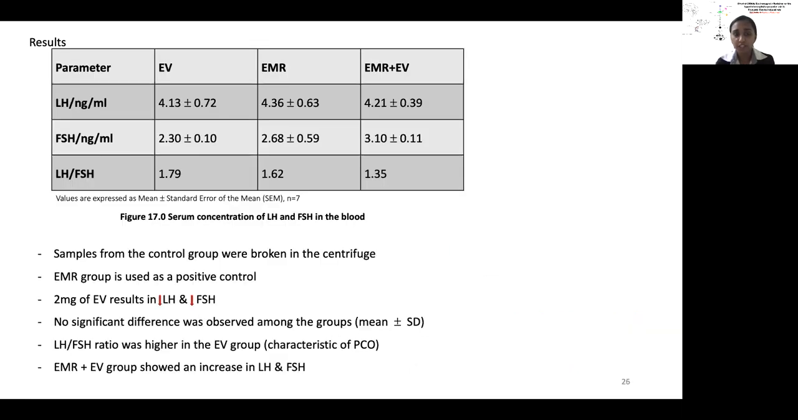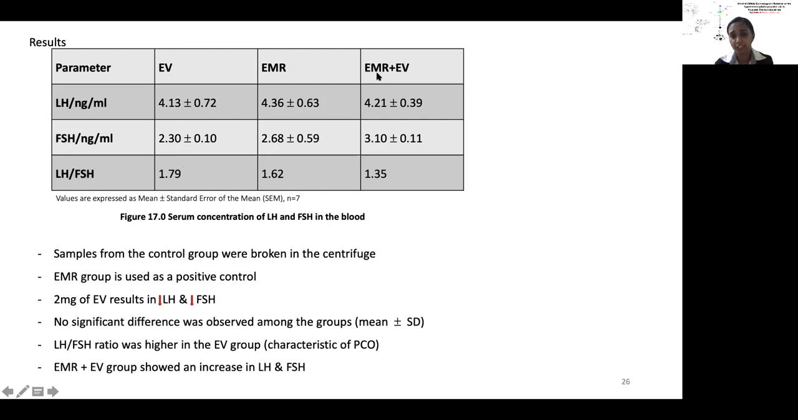Now, the results for the blood parameters. The first thing is that we had two microcentrifuges, and the samples from the control group were placed in a separate microcentrifuge, and they were actually broken, and we are still cleaning up after that, right? Because the blood actually stuck in places we couldn't even clean. So we had to use the electromagnetic radiation as a positive control. When you use estradiol valerate, there is supposed to be a decrease in LH and FSH. So we did observe that there was a smaller value, but in terms of the ratio, you could see that there was a higher LH to FSH ratio, right?